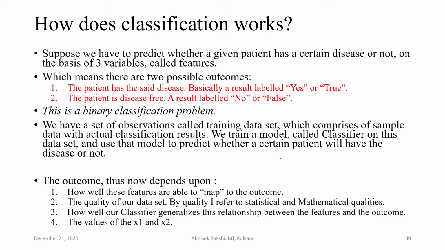And you see, the outcome is either diseased or not diseased, so either true or false, or maybe yes or no. So it's very clear that it's a binary classification problem, right? That means we have a set of observations, all the training data that we know, which comprise sample data with actual classification results. We have to train a model, and that model is called the classifier of this data set, so that it can predict for some unknown patient, right?